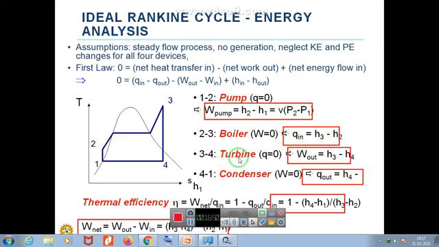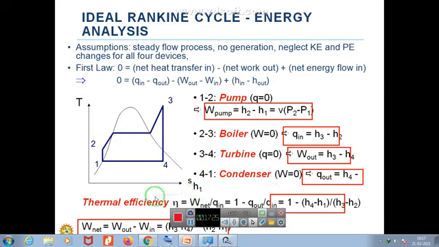Next, the turbine is 3 to 4. So what are we getting here? We are getting work output. Here 1 to 2 is the work input, and 2 to 3 is where we are adding heat. So 3 to 4, the work output is H3 minus H4. Again from 4 to 1 is the condenser. Here we are rejecting the heat. How much heat is rejected? H4 minus H1.